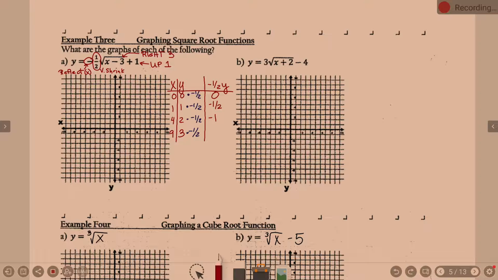Negative half times 3. What's half of 3? 1.5, or 3 over 2. I'm going to say negative 1.5 just because we're graphing it, but negative 1.5, negative 3/2, I'm good with any of those.